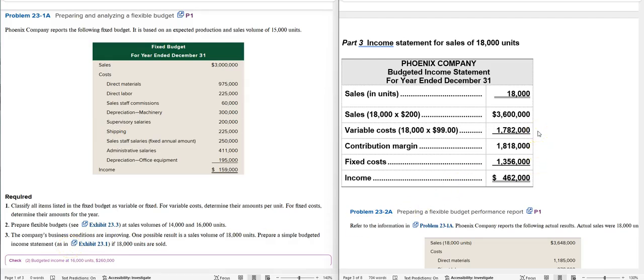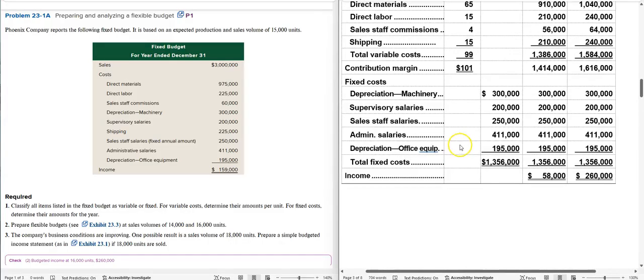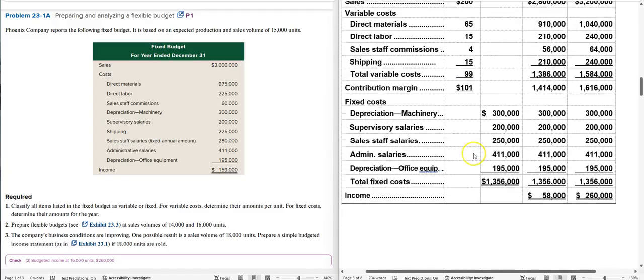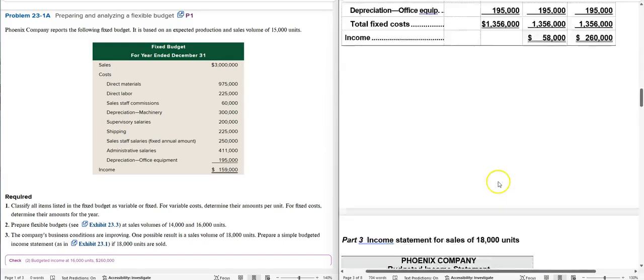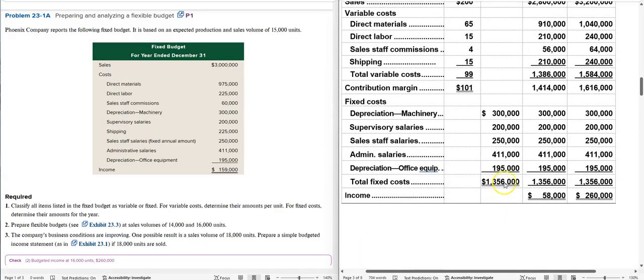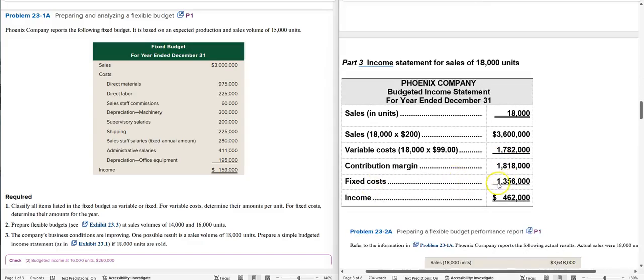So we have all the information we need. 18,000 units at a selling price of $200 per unit, 3.6 million. Our variable costs per unit are $99. 18,000 units times $99, variable cost of 1.782 million. And a contribution margin of 1.818 million. Fixed costs will be the exact same, right? Because they are fixed, they're not going to change. Fixed costs of 1.356 million, net income of 462,000.